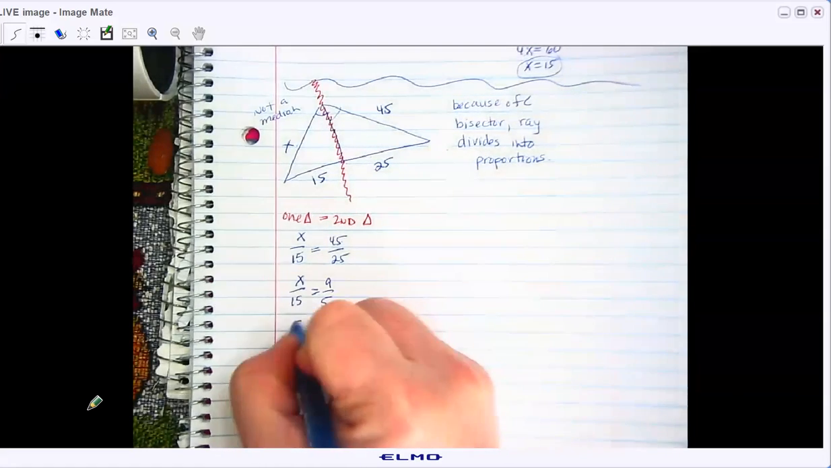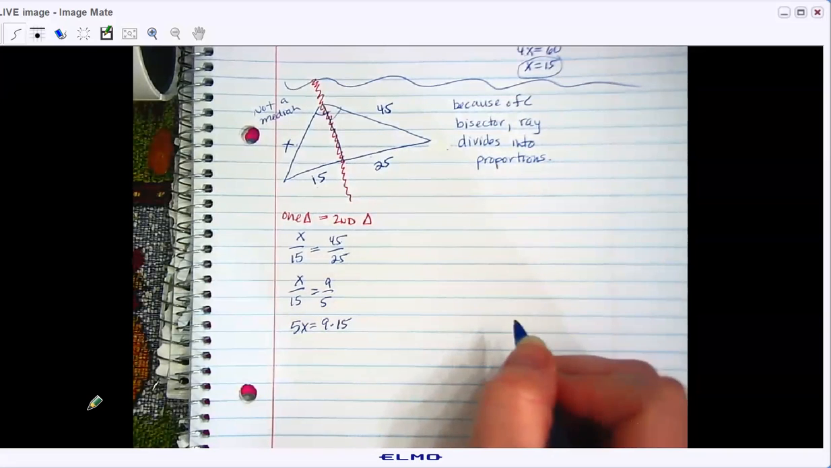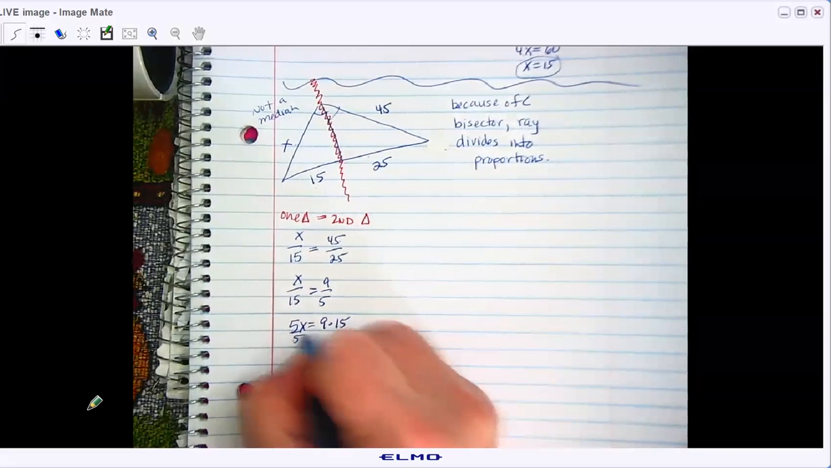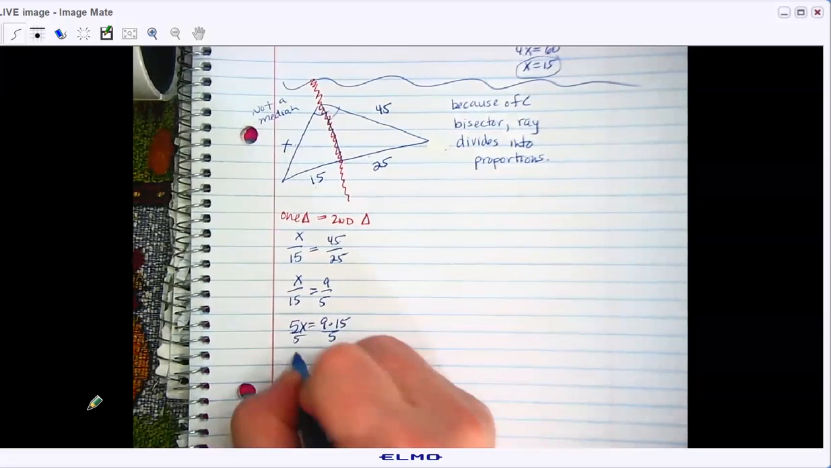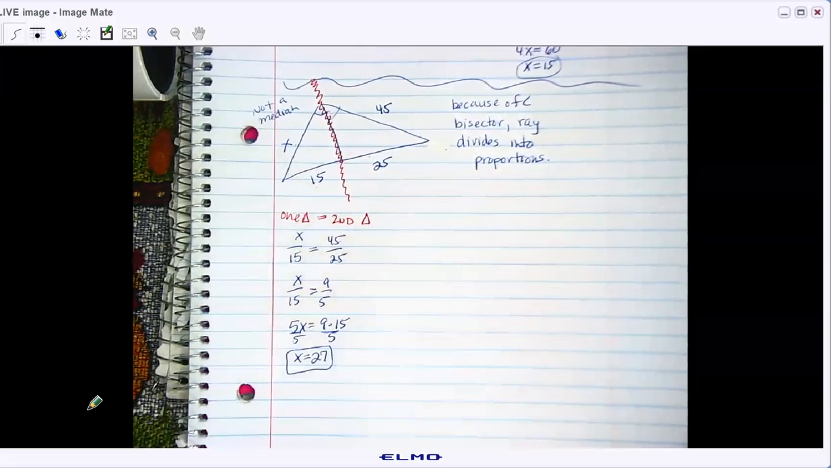So I can go 5x is equal to 9 times 15. I can divide both sides by 5, and I would get x equals 27. And you're done. You don't have to see that.